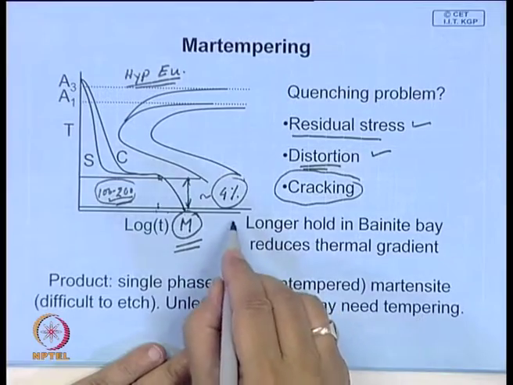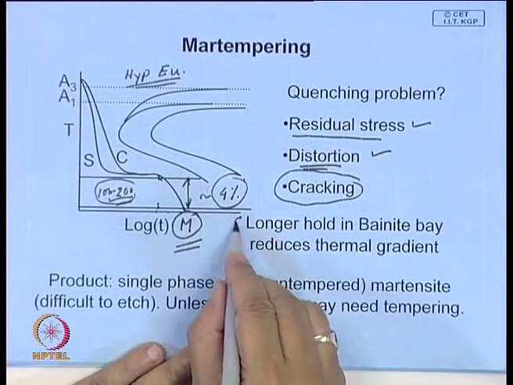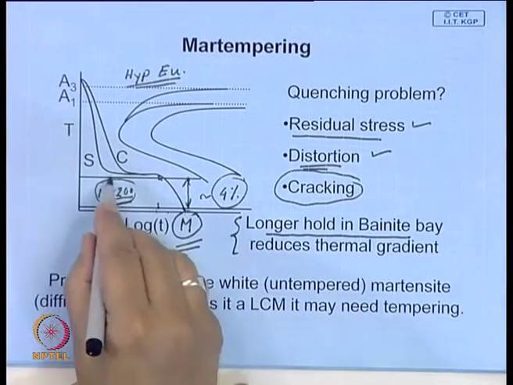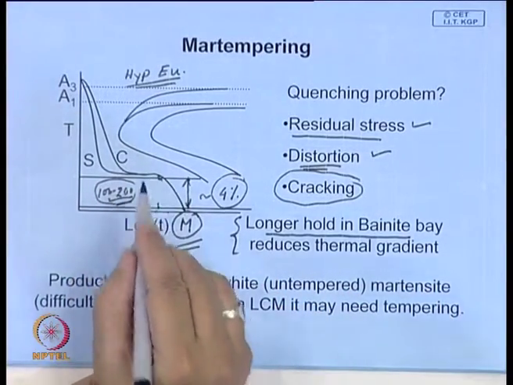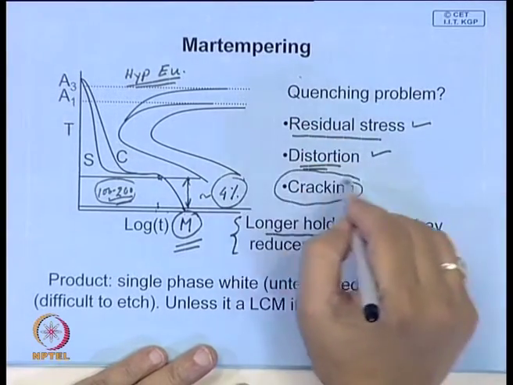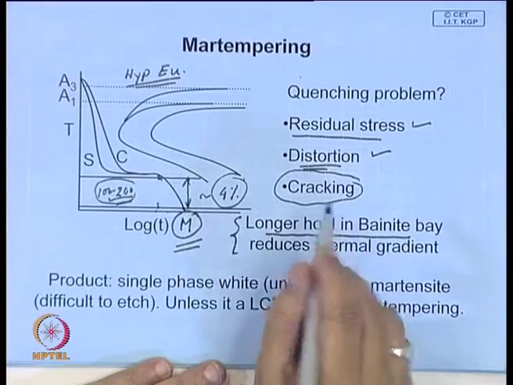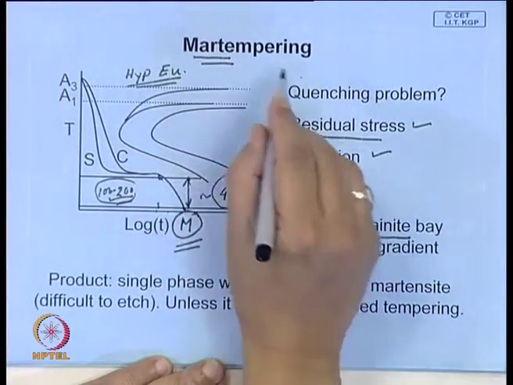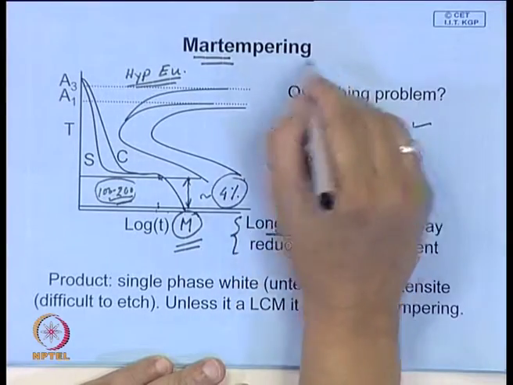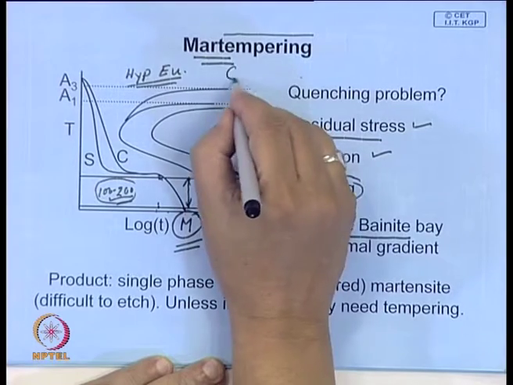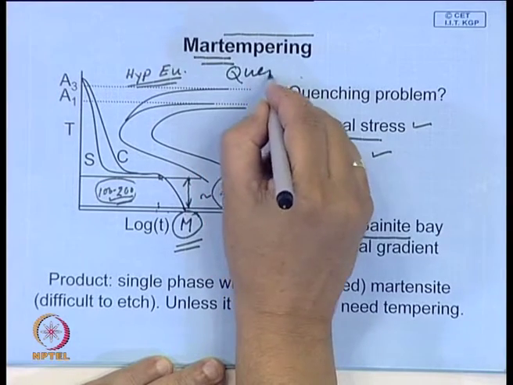So, what happens in this particular treatment, you give a longer hold in the Bainite bay, and by holding this you are minimizing thermal gradient, therefore, you are overcoming this stress related problem. So, this treatment is known as Marr tempering, or sometimes it is also known as Marr quenching. So, instead of tempering you call it Marr quenching.